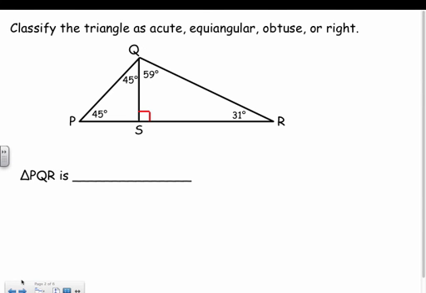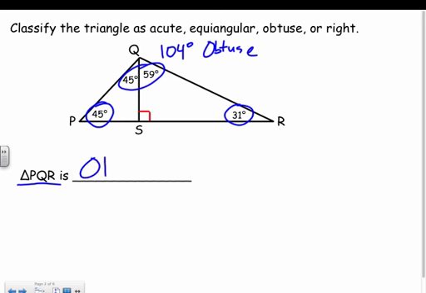So let's use that once. It says classify the triangle as acute, equiangular, obtuse, or right. Well, if I take a look, I have 45, 59, and what is this total right here? 45 plus 59 gives me 104, which means that's an obtuse angle, which means my entire triangle PQR. Notice how we say triangle PQR. That's how we label triangles, especially when we get into our proofs. And I'll say that is obtuse, or an obtuse triangle, because I have one obtuse angle. Pretty simple.